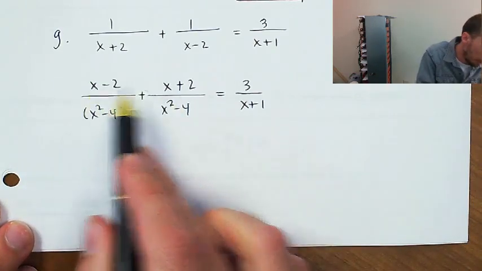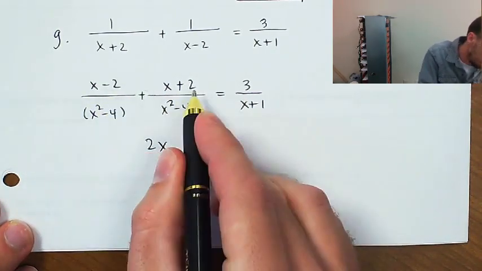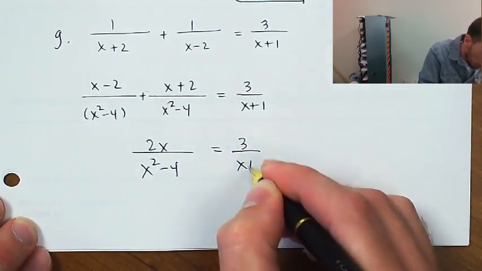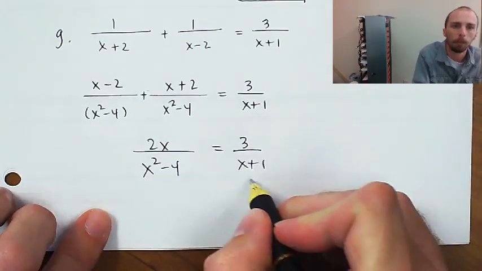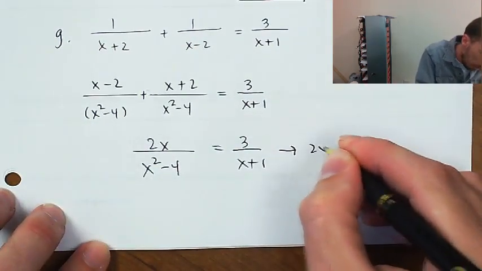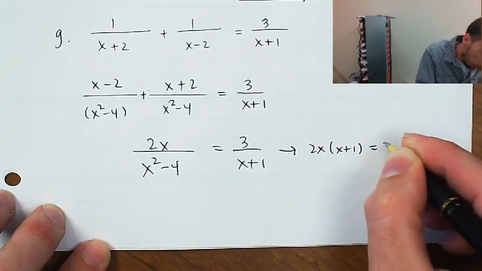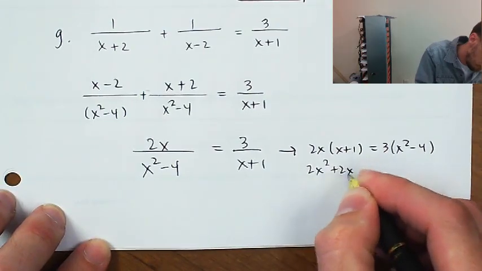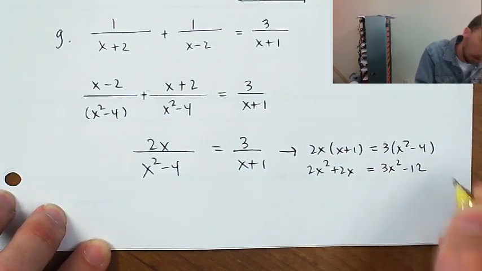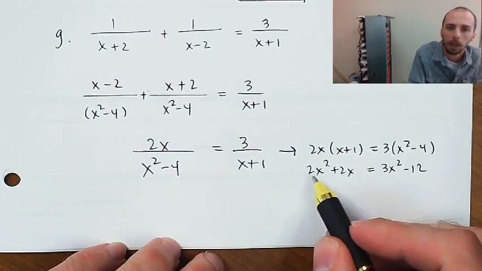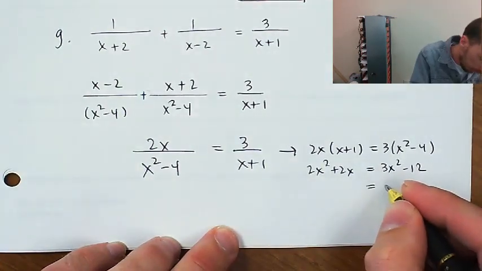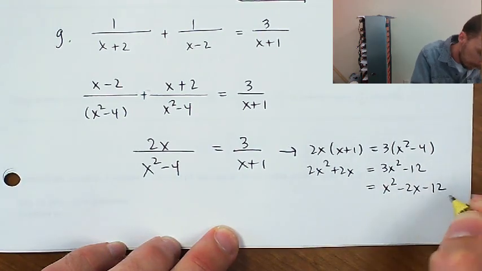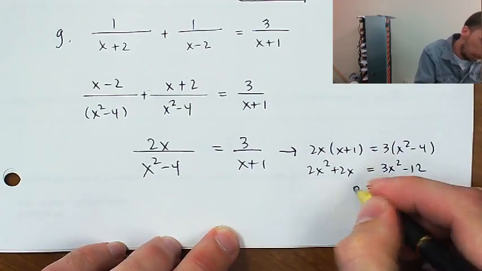So if I add these two things together, I'll have x plus x is 2x, negative 2 plus 2 is 0. Oh yeah, I'm loving this. Equaling 3 over x plus 1. All right, so cross multiply. 2x times x plus 1 is going to equal 3 times x squared minus 4. I'll have 2x squared plus 2x equals 3x squared minus 12. I'm going to subtract the 2x squared and the 2x, and set it equal to 0.